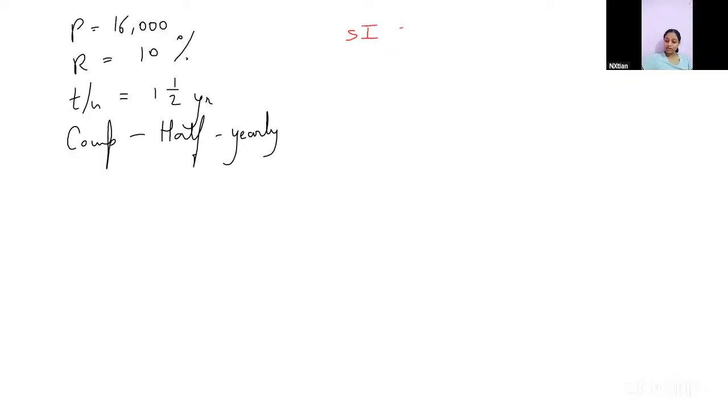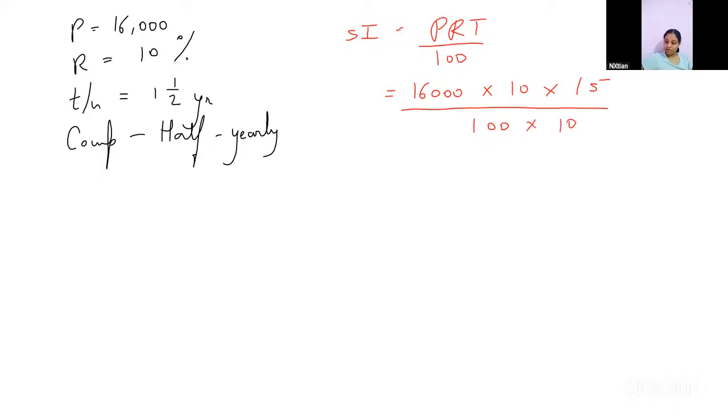Inside becomes PRT by 100. Ma'am, I'm getting 122 as the difference. Yes, correct. SI is 2,400 and CI is 2,522.